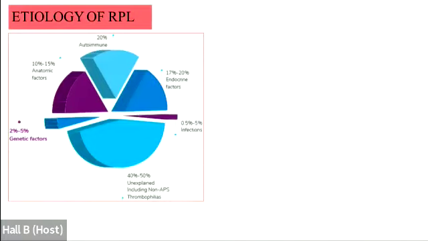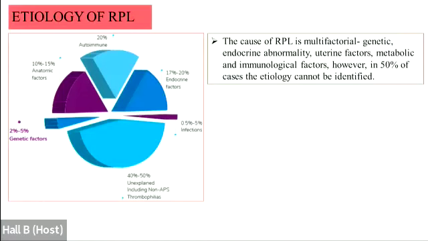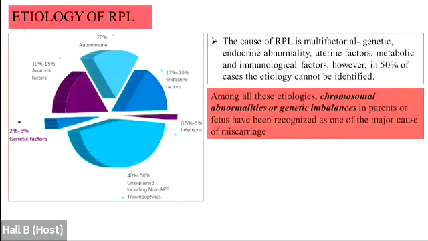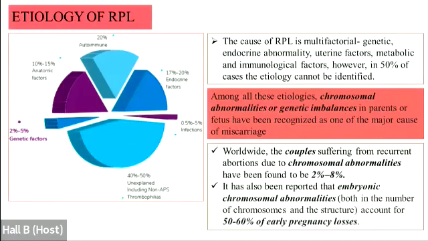With this, we have come to the etiology. There are some known factors for RPL, which include some uterine anomalies. There can be some autoimmune factors, endocrine factors, infections, genetic factors. However, in 40 to 50% of the cases, the etiology is still unknown. So, among all these etiologies, we believe that the chromosomal abnormalities and the genetic imbalances in parents, as well as in the fetus, have been recognized as one of the major causes of miscarriages.